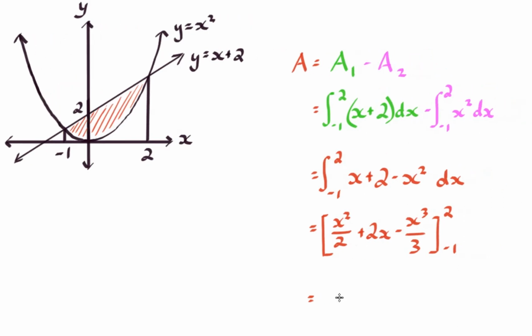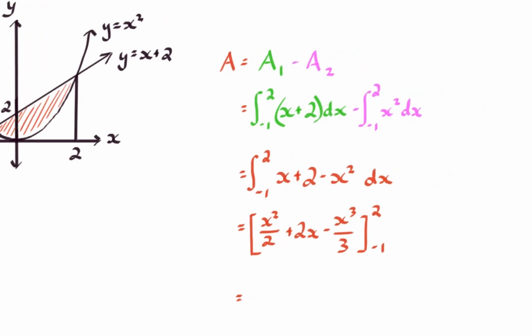First, plugging in x equals 2, we get 2 squared on 2, so that's just 4 divided by 2, which is 2, plus 2 lots of 2, that's 4, minus 2 cubed on 3, that's 8/3. Now we have to substitute in -1, so we get -1 squared, which is 1 over 2, plus 2 lots of -1, so that's -2, minus, well, -1 cubed is -1, so the two negatives make a positive, and so we get 1/3.